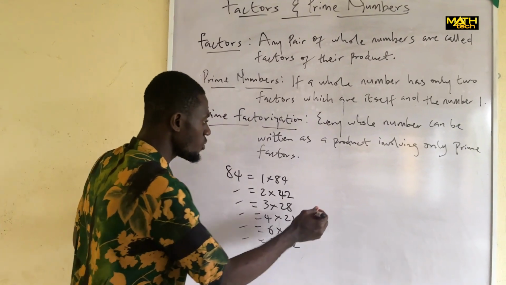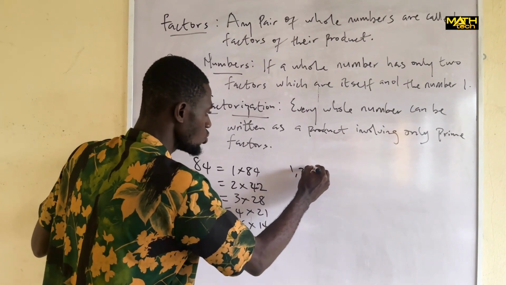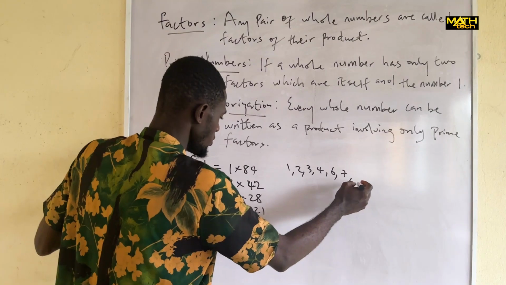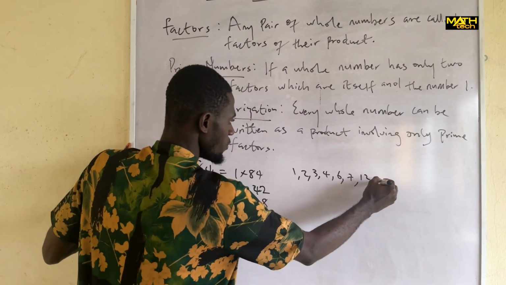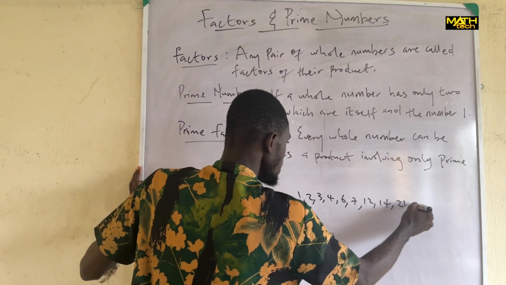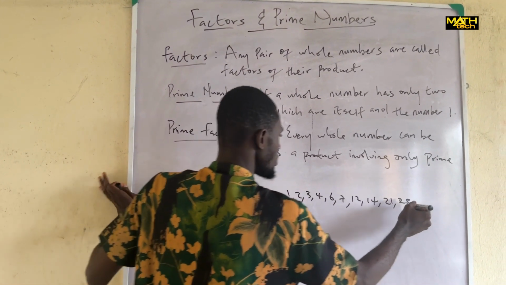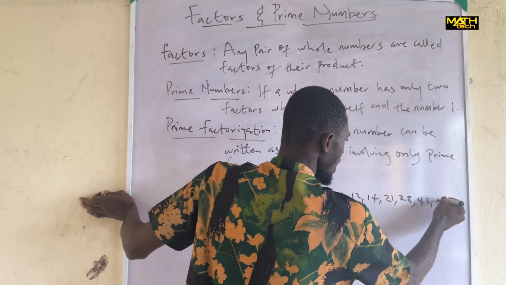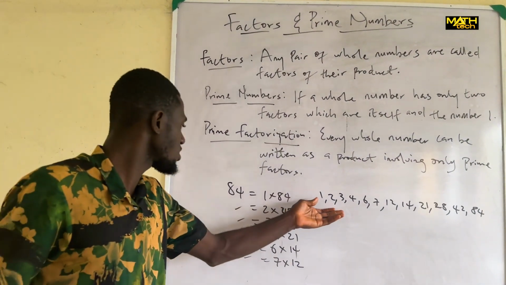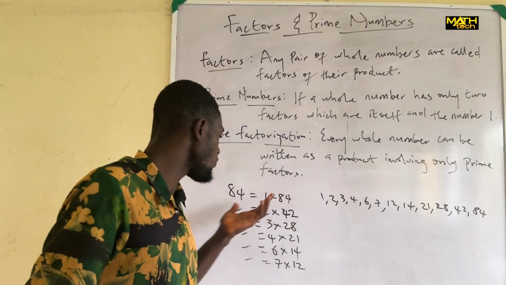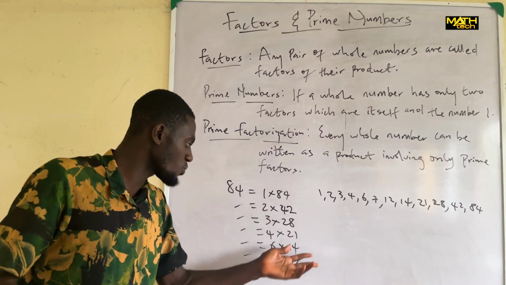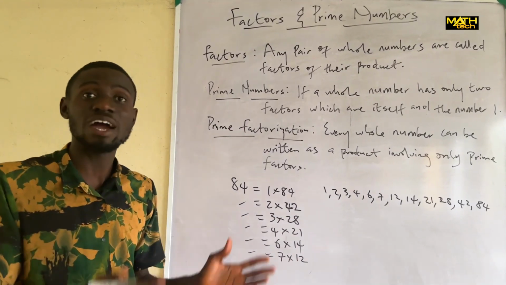Now, the factors of 84 are 1, 2, 3, 4, 6, 7, 12, 14, 21, 28, 42, and 84. So these are the factors of 84. 1 times 84, 2 times 42, 3 times 28, 4 times 21, 6 times 14, 7 times 12, and vice versa it goes.